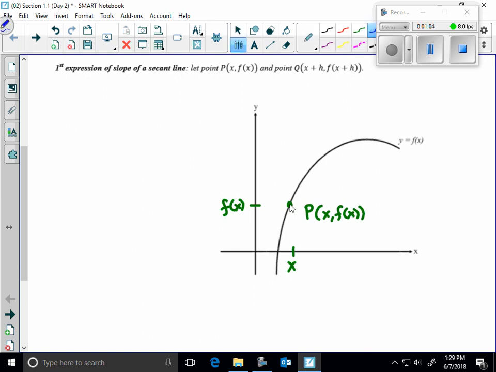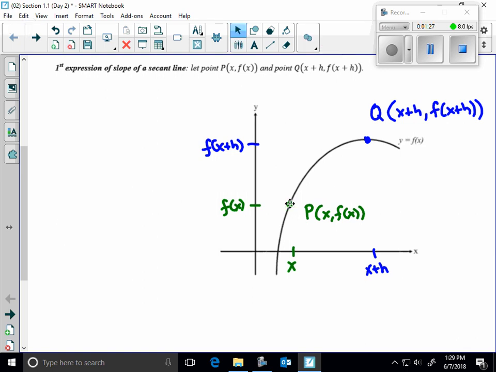All right, we have another point Q here, and it looks like we're going to add some arbitrary value to x. So this would be f of x plus h, its y value. So this point here would be x plus h comma f of x plus h. Okay, we're going to develop this thing called the difference quotient.